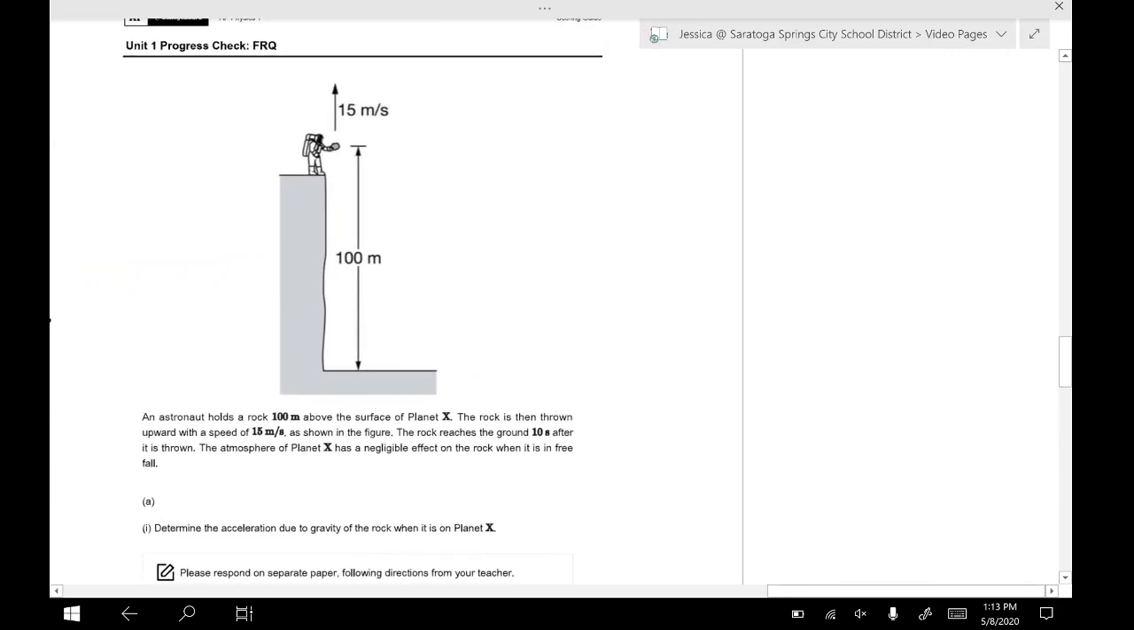So it looks like we have an astronaut throwing a ball straight up. So it looks like I have initial velocity of 15 meters a second. I have an initial position of 100 meters. I likely land on the ground. So my final position is 0 meters. I'm an astronaut, so I don't know if I'm on Earth. Nope, I'm on planet X, so I don't know my acceleration due to gravity quite yet.